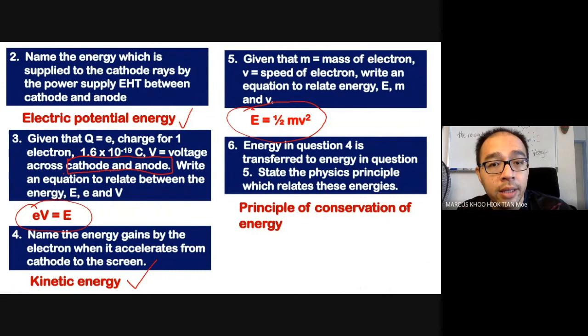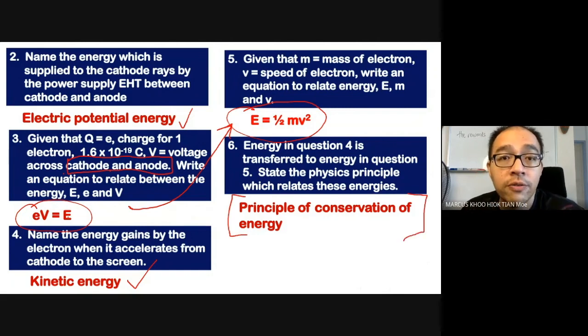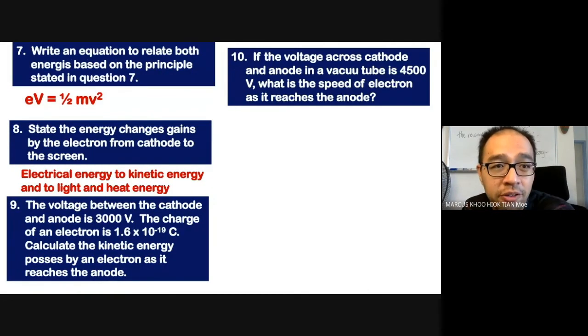Okay, and if all the electric potential energy is converted into kinetic energy, we have to assume the physics principle, which is the principle of conservation of energy. Something that you learned all the way back in Form 3. So the equation that relates both energies, based on the principle, is this: EV equals to half mv squared. The energy change is electrical to kinetic to light and heat.